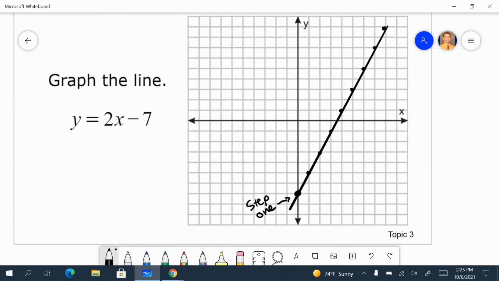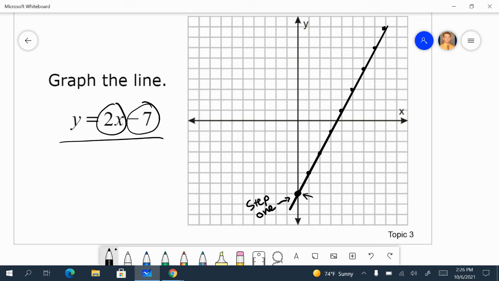Graph the line. Topic number 3. I've already got it graphed for us here, but if I'm graphing this line, I need to look at 2 things. First of all, my negative 7 there, that's my y-intercept. That's step 1. I have it listed right there. Step 1 is that point. Put that on your y-intercept at negative 7.